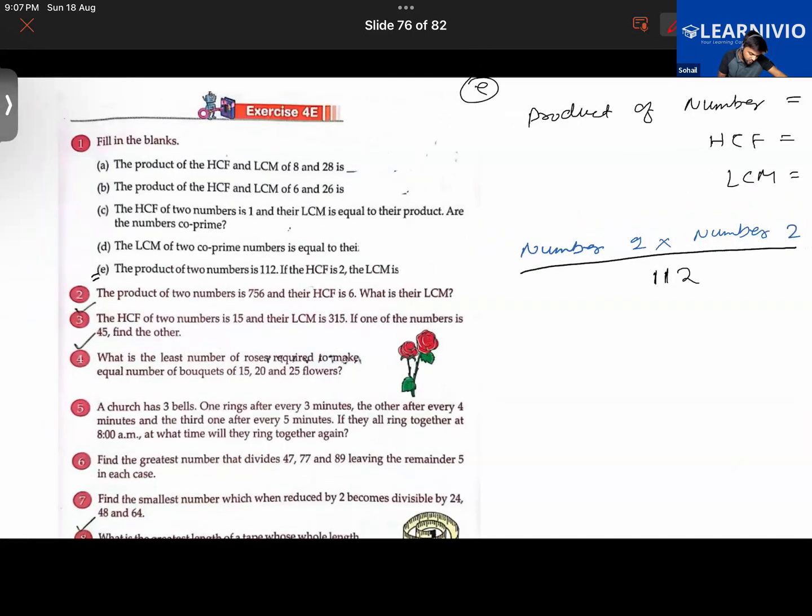Now, moving on to question number 2. Here, the product of two numbers is given as 756, and the HCF is provided as 6. We have to find the LCM, right? It's the same question which we did a moment ago. Different numbers, but same question, right?